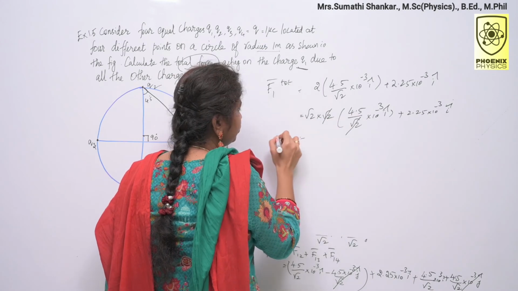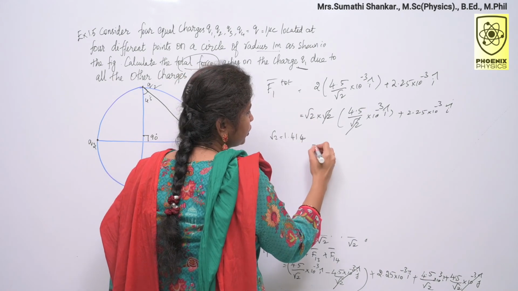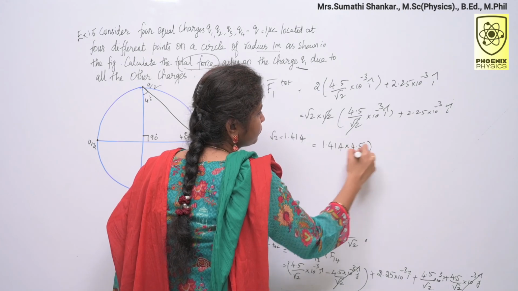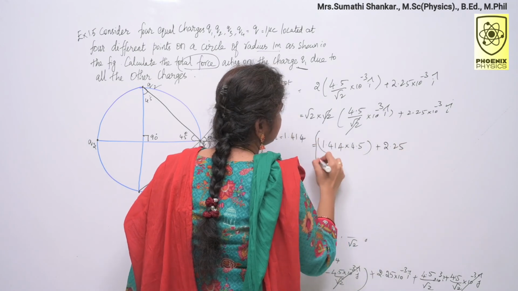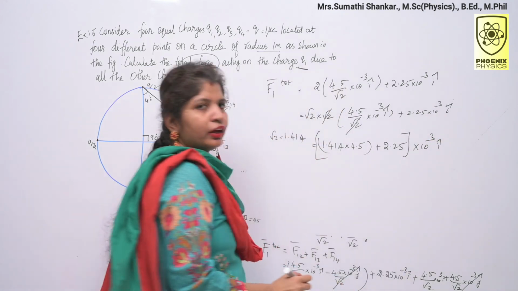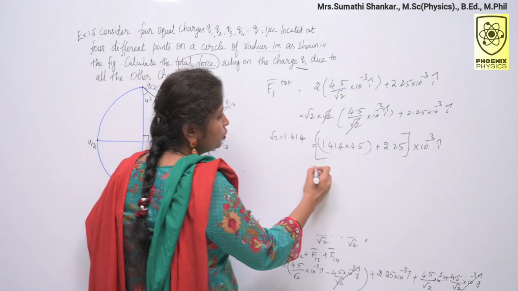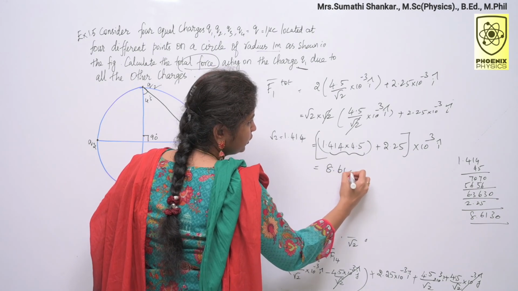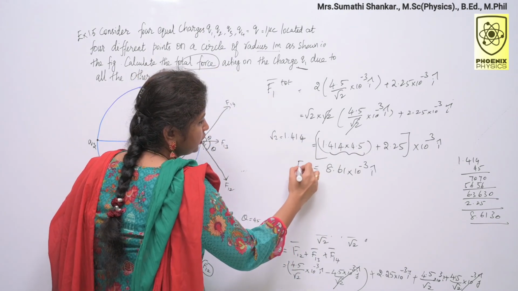You know the root 2 value. Root 2 is equal to 1.414. Just multiply this one. So 1.414 into 4.5 plus 2.25 into 10 to the power of minus 3 i cap. I have taken 10 to the power of minus 3 and the i cap vector outside. Now you multiply these two. You can get the answer as 8.61 into 10 to the power of minus 3 i cap. So this is my F1 total.